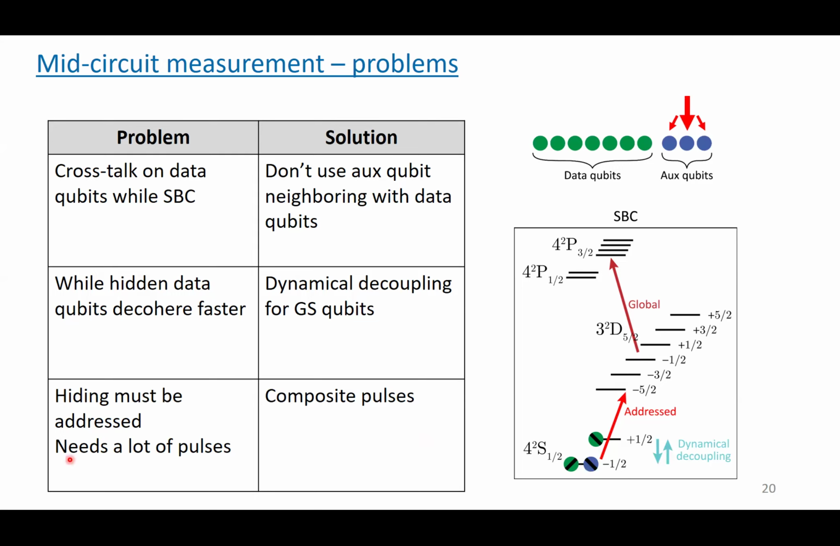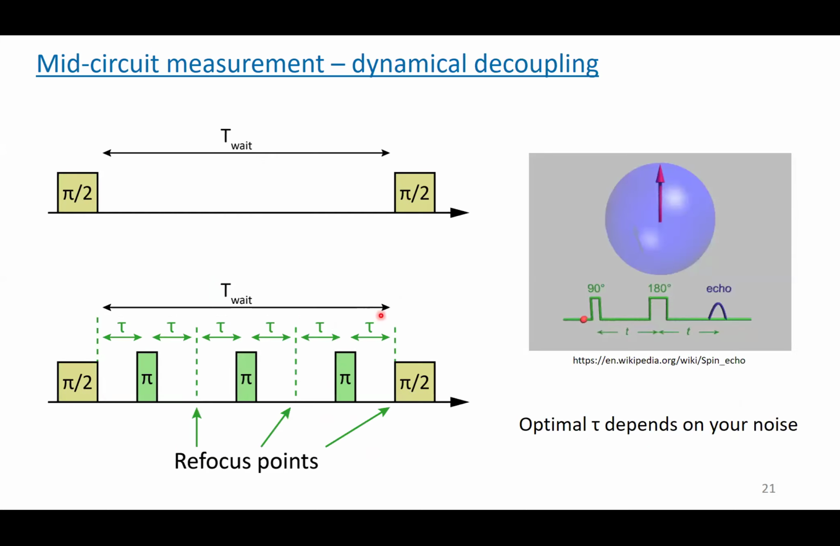And the third issue is that I mentioned that we need a lot of hiding pulses, address hiding pulses for data qubits, and of course they have finite fidelity, and it adds up. So we also thought that we should do something about this, and we will talk slightly about composite pulses, how we can try to mitigate it. So let's start with this dynamical decoupling thing.